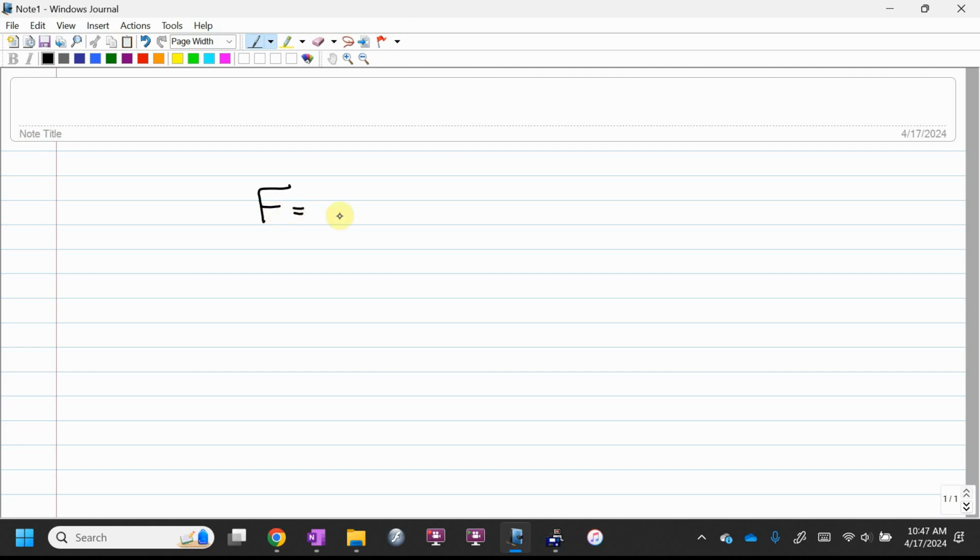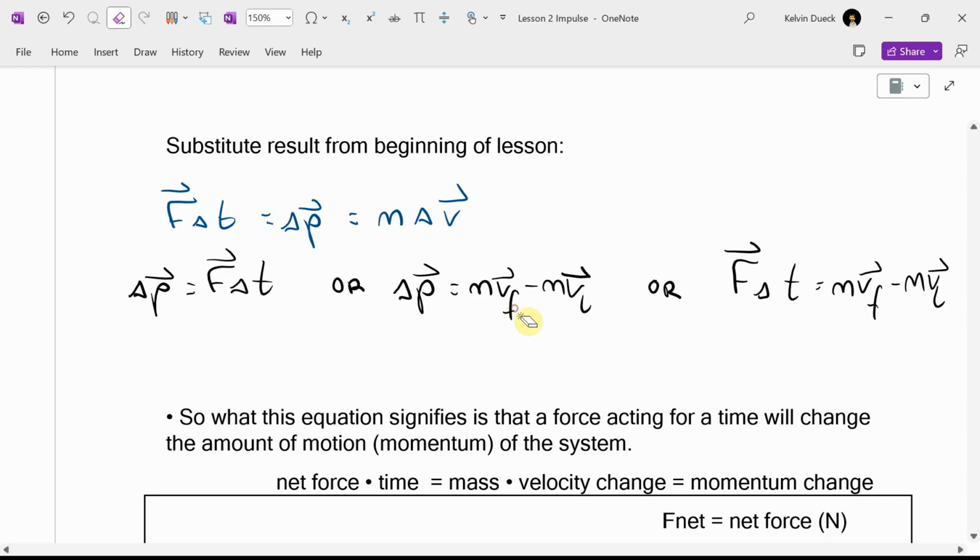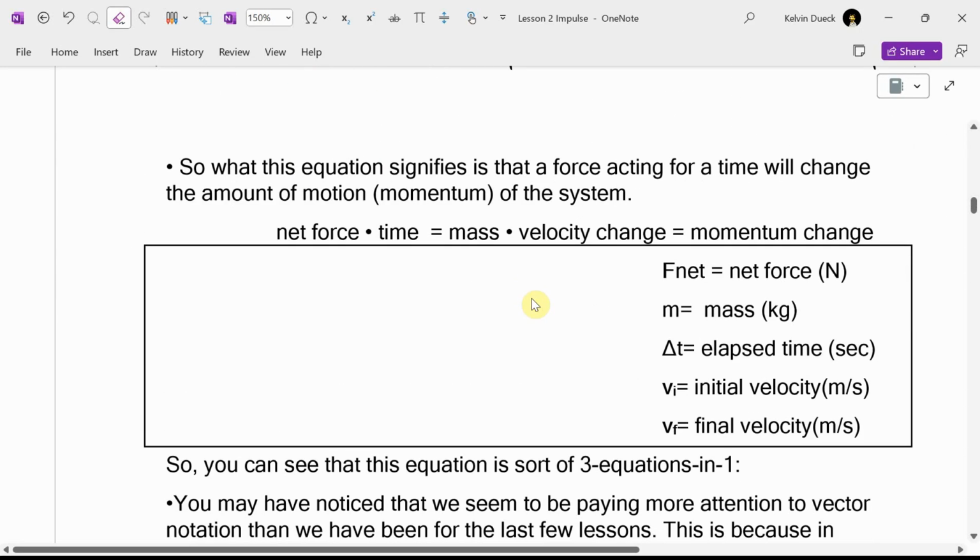He wrote F equals impulse over time. That's how he wrote his version. But that can be turned into F equals ma, which we usually start with just to get you into the shallow end of the pool. So what this equation signifies is that a force acting for a time will change the momentum of a system.